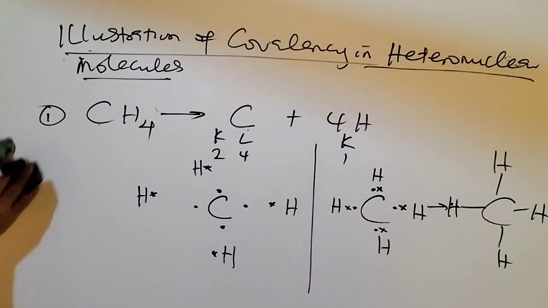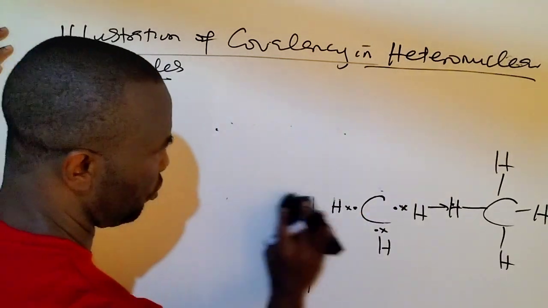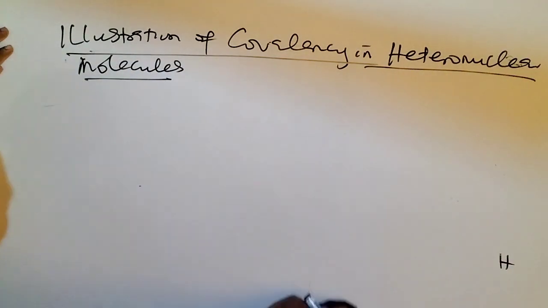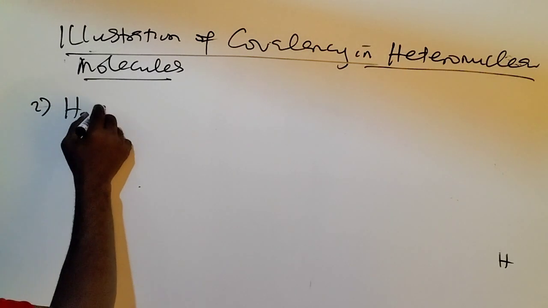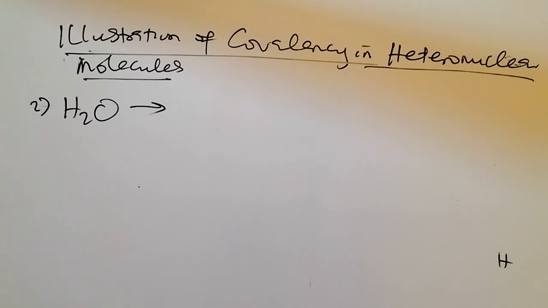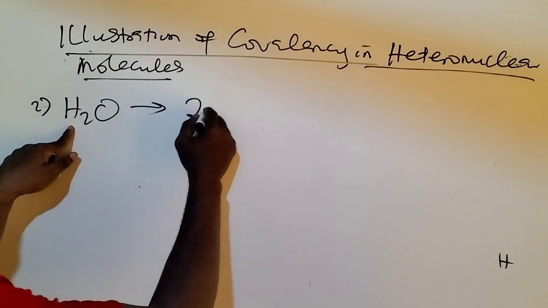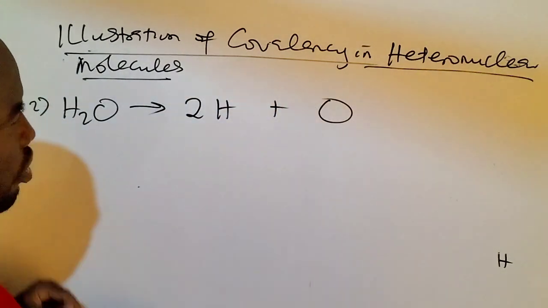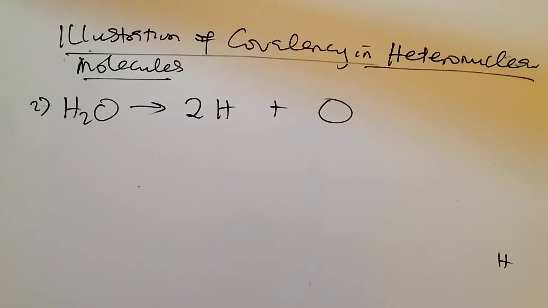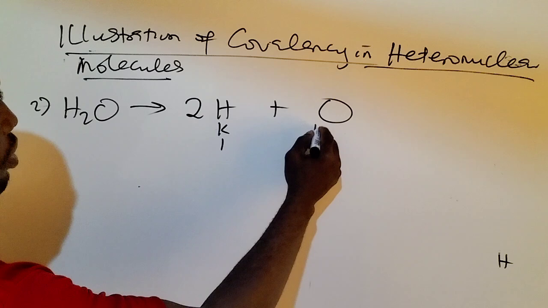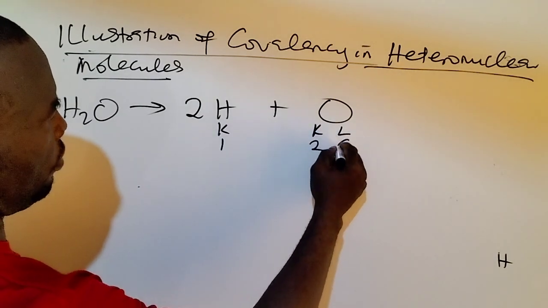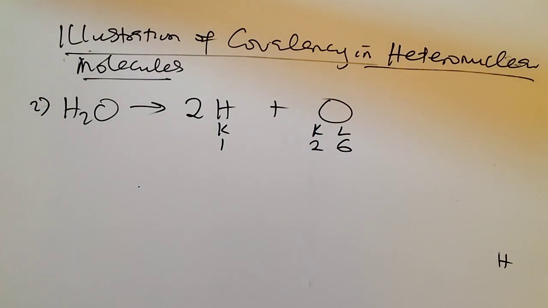Another example we want to use on heteronuclear molecules is water, H2O. Number 2, H2O. So in water, we have 2 hydrogen atoms and 1 oxygen atom. If we write the electronic configuration, hydrogen is 1 electron in the K shell, and oxygen, atomic number 8, is 2, 6. Having done that, we now draw the structure.